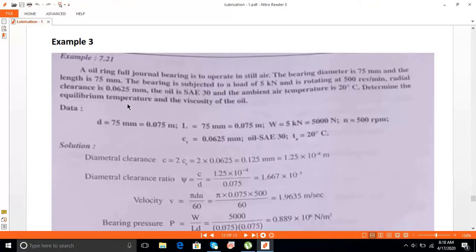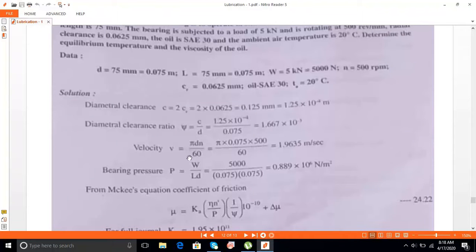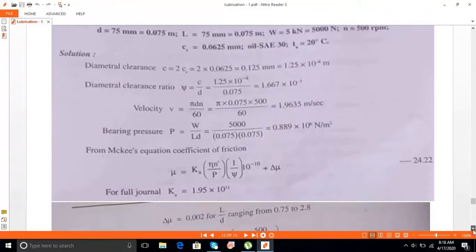Equilibrium temperature means the temperature at which the difference between heat generated and heat dissipated is zero. That is called the equilibrium temperature. So in order to calculate that, first you need to calculate heat generated and heat dissipated for the particular data.